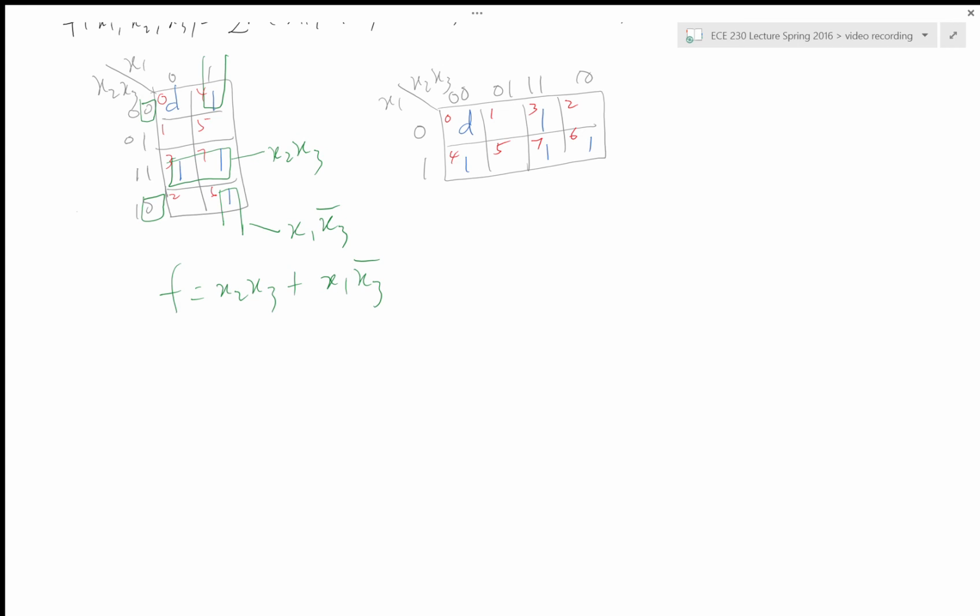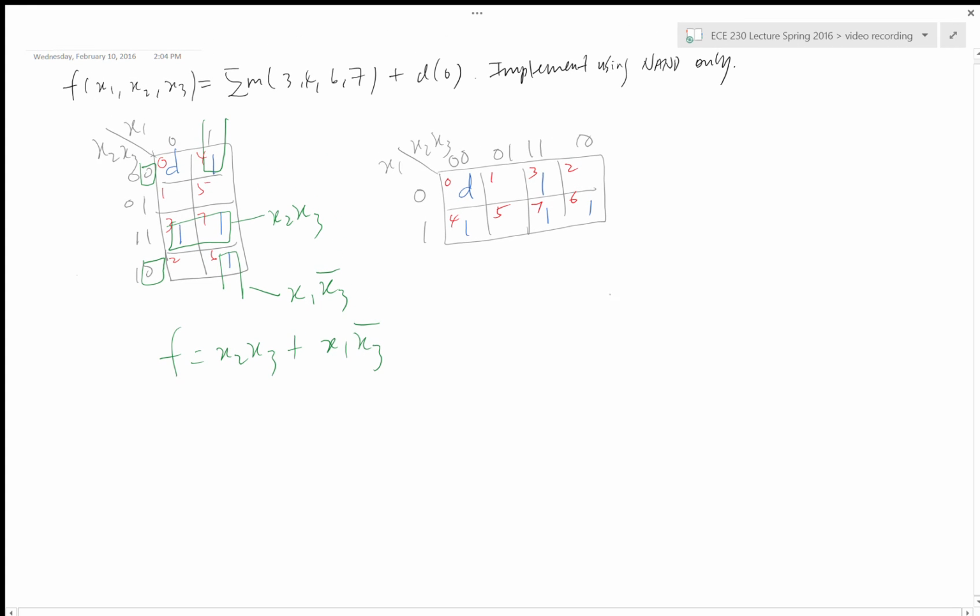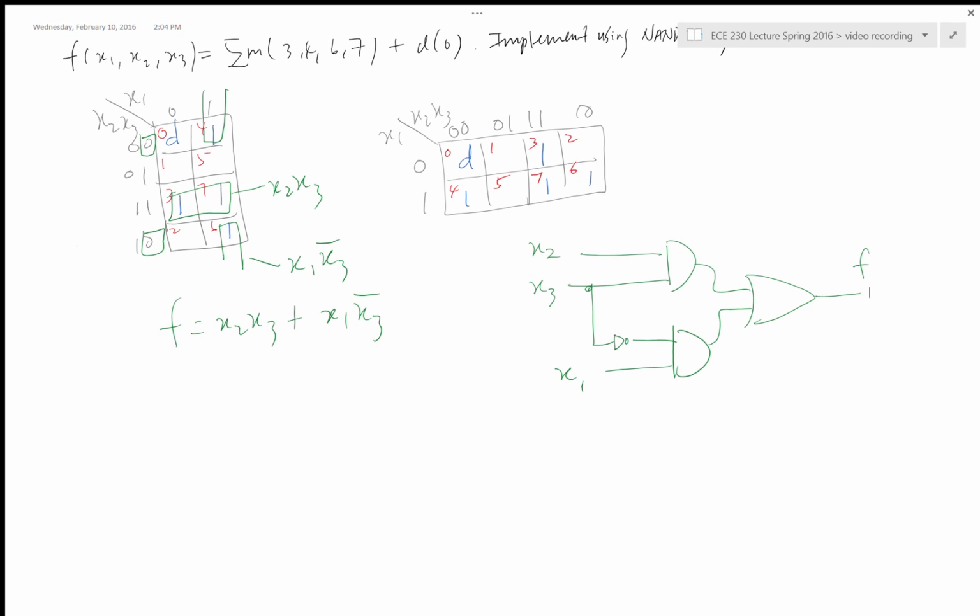So now let's go ahead and draw this. Two big AND gates to cover the two minterms, with x2, x3, then x3 not and x1, and F. If we want to implement this using NAND gates only, we're going to add bubbles.